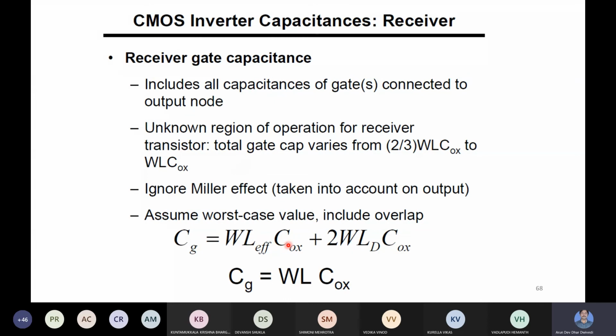So obviously W L effective COX is the gate capacitance of the next stage, the receiver stage. It means total gate capacitance can be considered, because some overlap capacitance is also there. So L effective plus 2 LD, where LD means the overlap distance of the source side and drain side, both added. This will give you the actual drawn length, L. So in effect, CG equals W L COX. This much capacitance must be considered, the total gate capacitance.